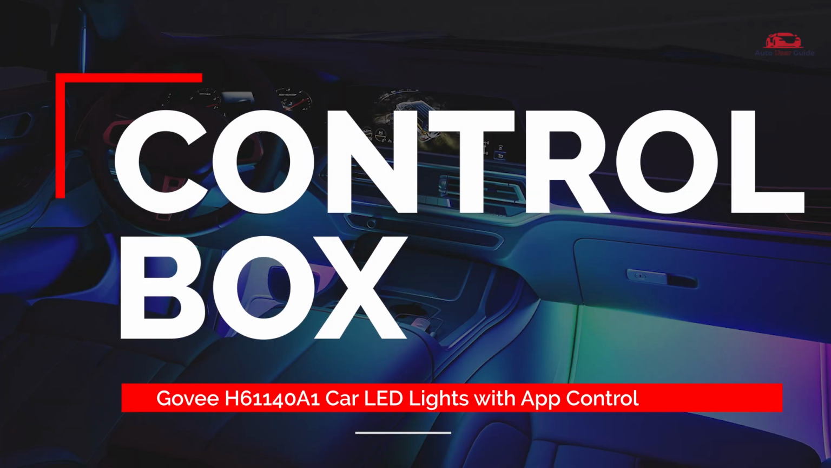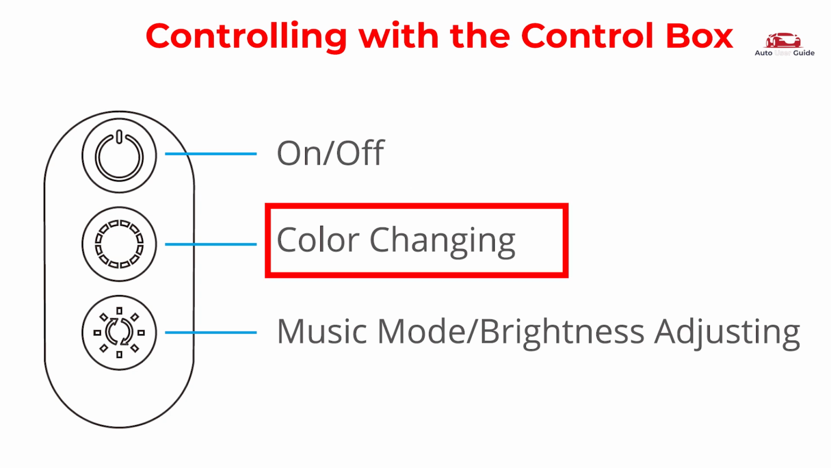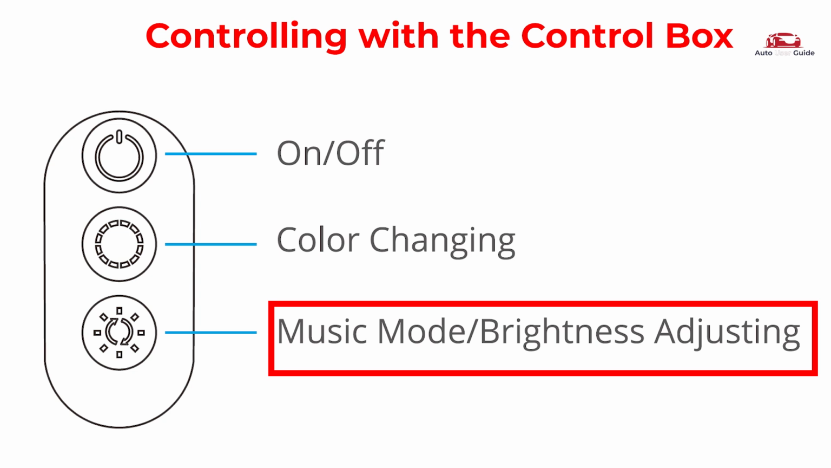Controlling with the control box. Turn the light on and off. Press to cycle through 9 colors. Press to enter music mode. Press and hold to cycle through 6 brightness levels.